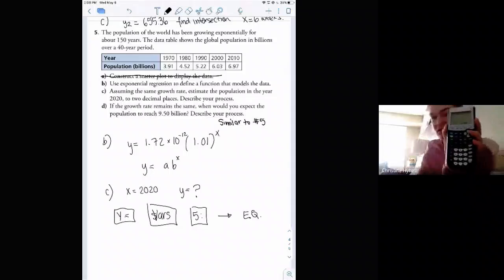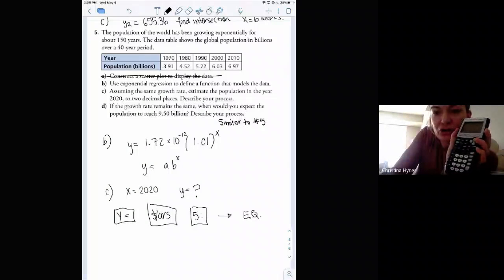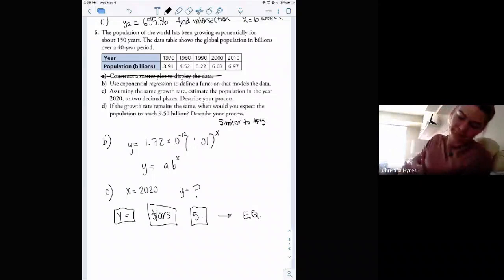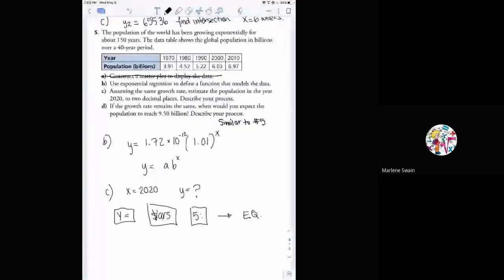Okay, so I'll go back to the notes just to show you. Well, there's part of her. Oh, there you are.